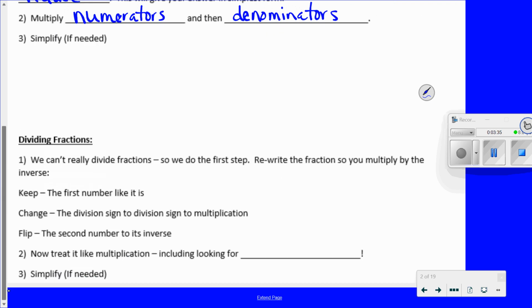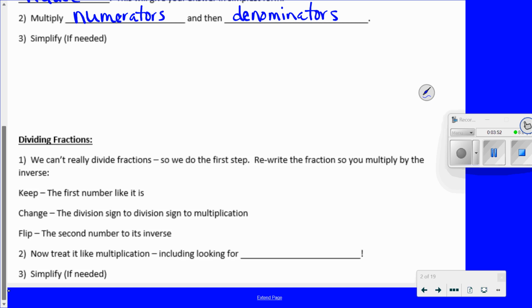Dividing fractions. We can't really divide fractions. We had a whole discussion on this, right? Mathematically, it doesn't make sense to take parts of the number away, just like we can't divide by a decimal. So we have to do our first step here. We need to rewrite the fraction so you multiply by the inverse.